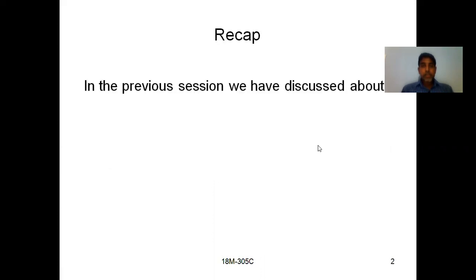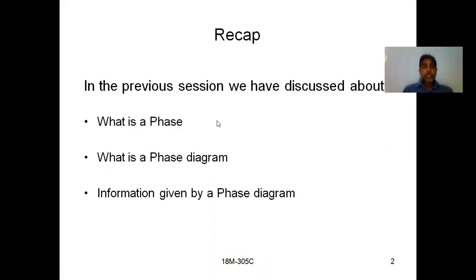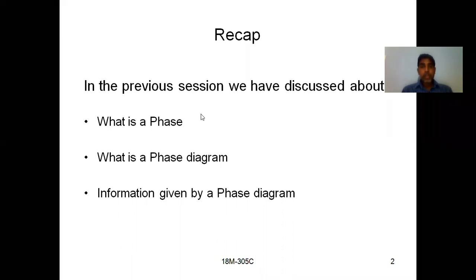If you see what we have discussed in the previous session, these are the things we have discussed. What is a phase and what is a phase diagram and information given by a phase diagram. See phase definition and phase diagram definition and how it will be drawn and what are the information we will get by a phase diagram. And if you go elaborately, whatever the things we have discussed in the previous session, we will have a look over it.